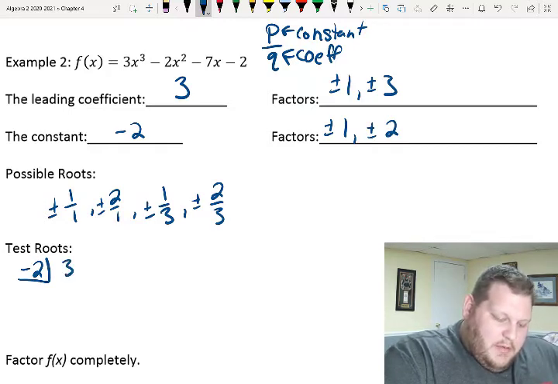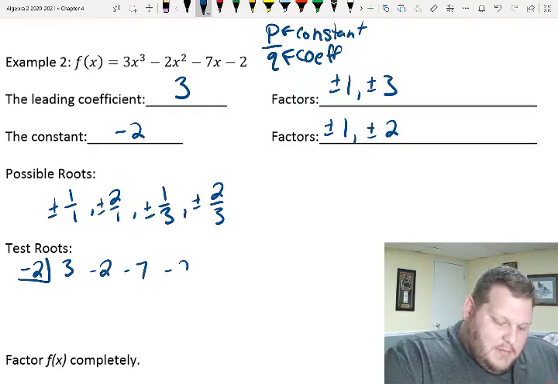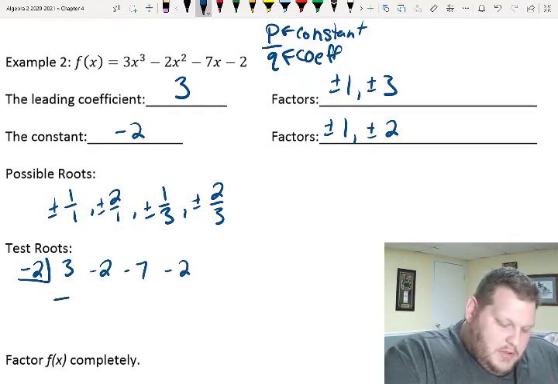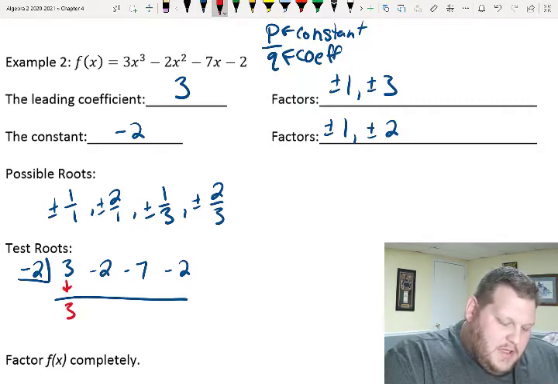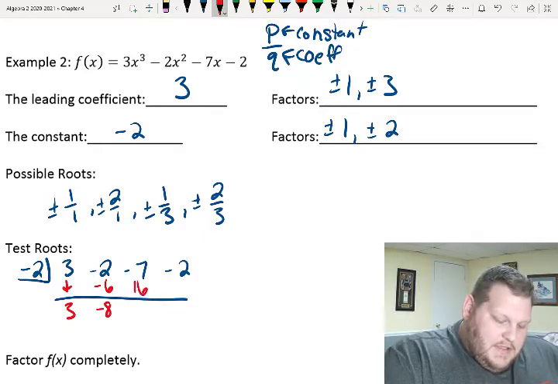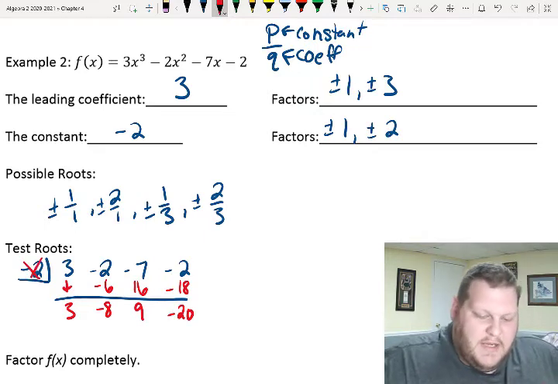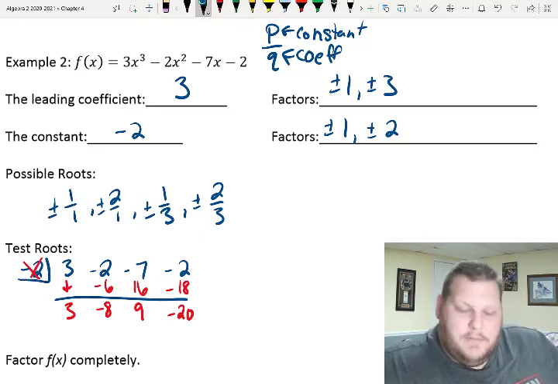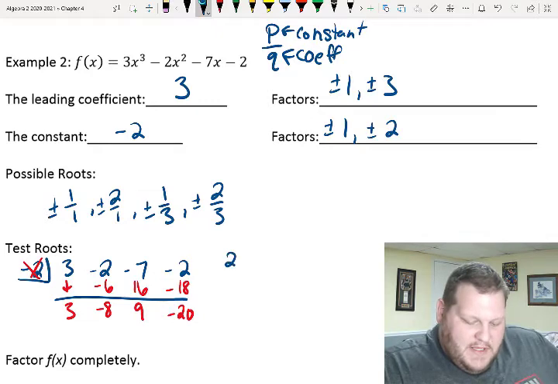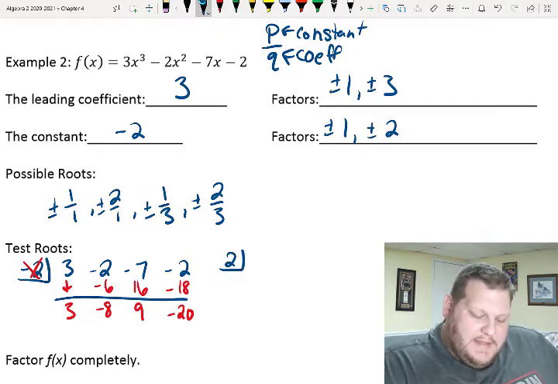So we've got 3x cubed minus 2x squared minus 7x minus 2. All right, so drop it down. 3, negative 2 times 3 is negative 6, which adds up to negative 8, which is positive 16, which is positive 9, which is negative 18, which is negative 20. So negative 2 isn't it. It's not going to work. Let's see if positive 2 works for us instead.